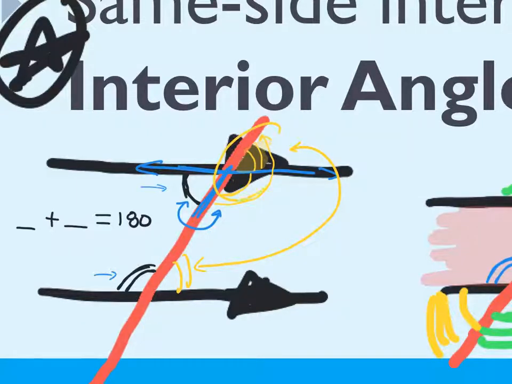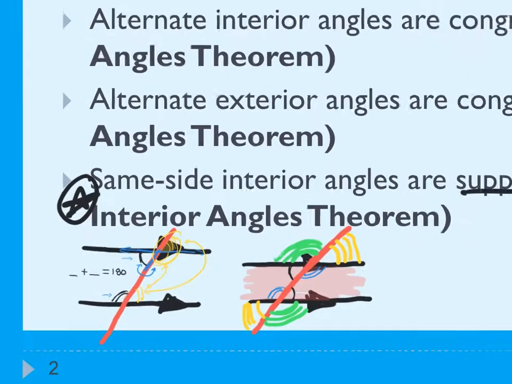So if these two add up to 180, wouldn't it also be true that these two add up to 180? Because look, I've got a single line plus a double line that adds up to 180, and then I've got another single line and another double line. They have to add up to 180 as well. Does that make sense? Okay.